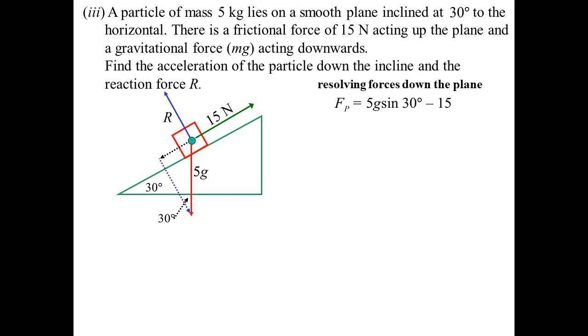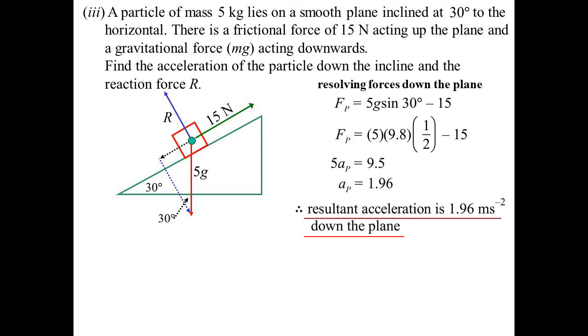So I'm just going to resolve the forces down the plane. So the force down the plane is going to be that component, 5g sine 30, minus 15. Now it's negative because it's in the opposite direction. So I'm making positive going down. So we know that the force, remember, is mass times acceleration. We're trying to find acceleration. Our mass here is 5 kilograms, so I've got 5 times the acceleration is equal to, work out the right hand side, 9.5. We can now work out the acceleration is 1.96.